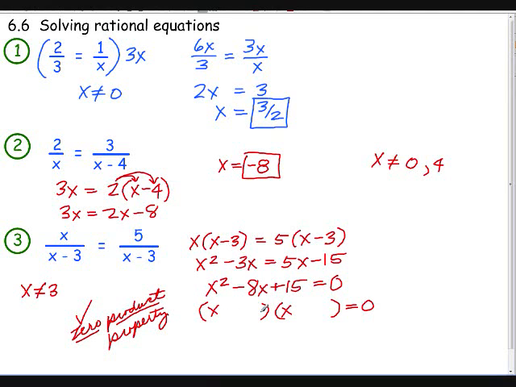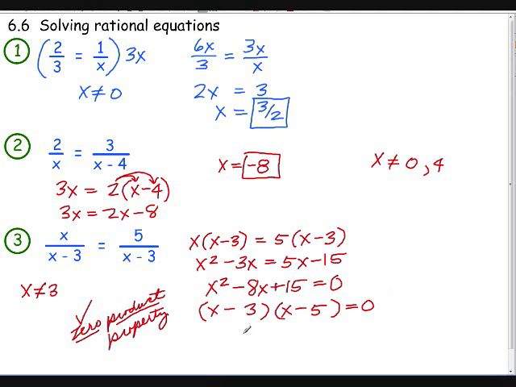Well, we know it's got to be x and x because it equals x squared, and we also know that we've got to have 2 factors of 15 that when we add them together will give us a negative 8. That would have to be a negative and a negative, a 3 and a 5.